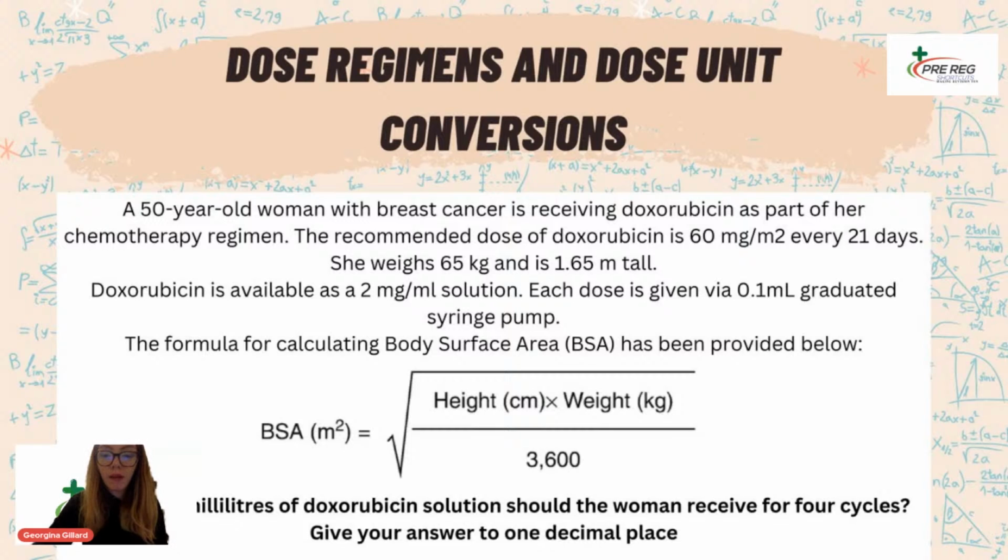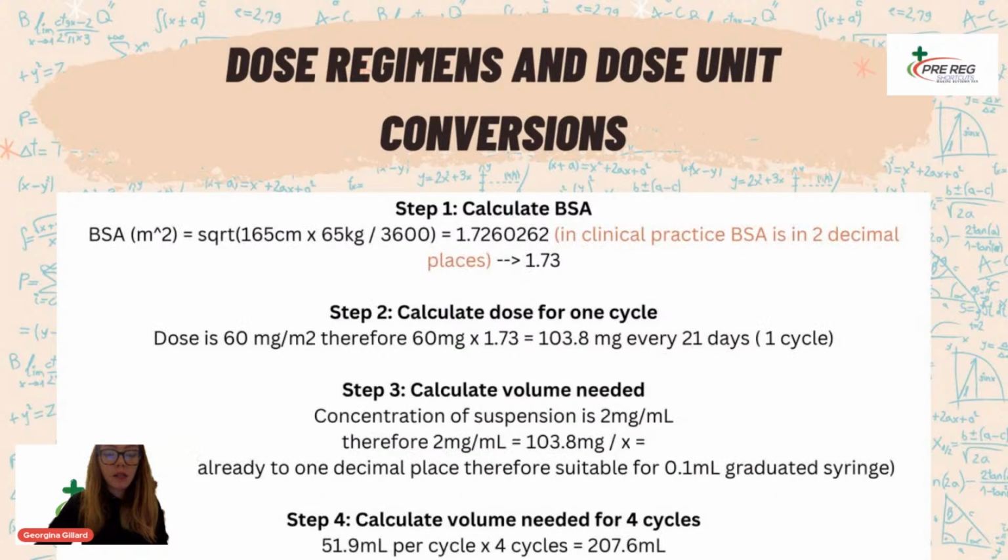Divide that by 3,600. Okay. And we're going to square root that, and that's going to give us a BSA of 1.7260262. However, with BSA in the clinical practice, BSA is in 2 decimal places, and therefore we have to round that to 1.73. Okay. Now, with that information, we can now calculate the dose for 1 cycle.